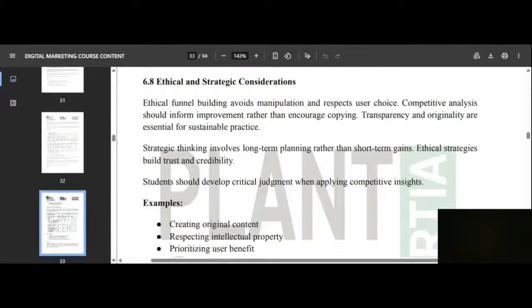Now let us see about the ethics point of view. What does ethical mean in digital marketing?